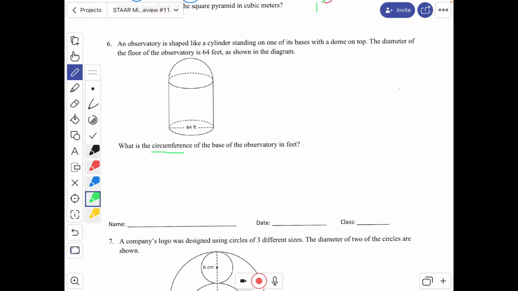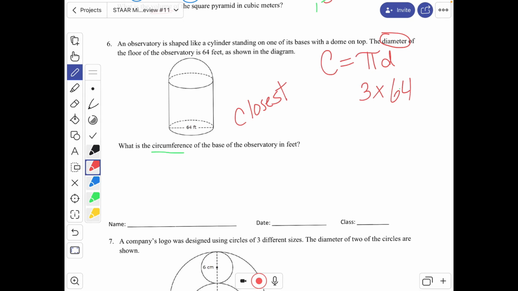Since we're talking about circumference, we need the formula for circumference. I'm going to use the one that has diameter, because that's what they gave us. Then we just need to plug in the numbers. So usually we can round pi to 3, times the diameter, which is 64. And when you multiply, remember, since we rounded, you'll need to pick the answer that is closest to your answer.